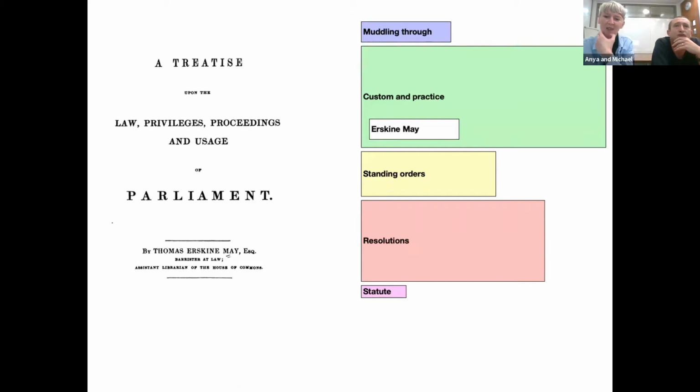And the larger the block, the more often it comes into play. So you can see statute is actually fairly small. So legislation informs some procedure, but only the bare bones of things. So in order to map procedure, we need to take account of legislation, standing orders, speaker rulings, interpretation and precedents. And we also need to take account of muddling through, because quite a lot of things work by improvisation and muddling through.